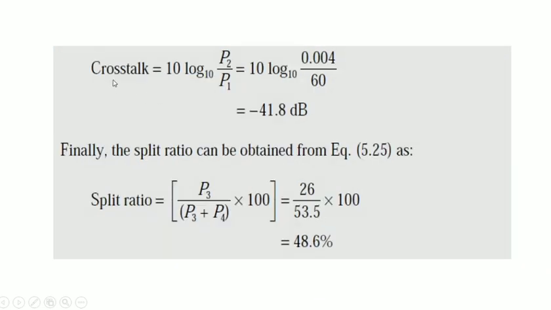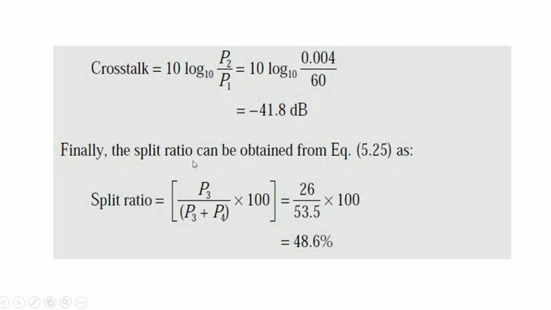Next, you go for crosstalk. Crosstalk means the ratio of back scattered power. So P2 divided by P1, the ratio of that. P2 is given in the data as 0.004. P1 is launched, given as 60 microwatt. So if you apply that and calculate it, crosstalk will be minus 41.8 dB.